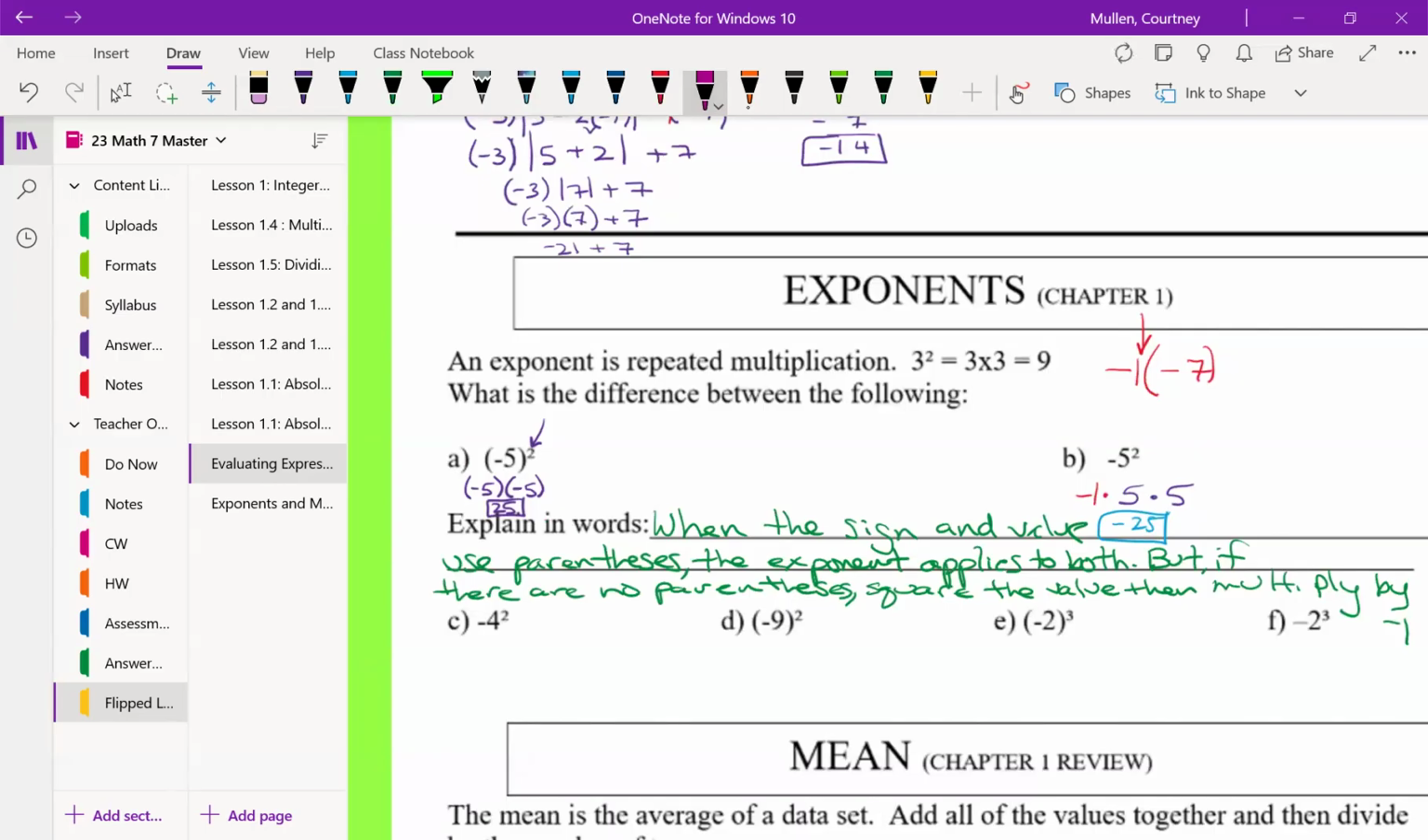So let's try C. So C says -4 squared, but there's no parentheses. So that means 4 times 4 times negative 1. So what's this product? It's going to be negative 16. On D, we have the sign and the value in parentheses, so we're actually squaring both the sign and the value, so we'll end up with a positive value.